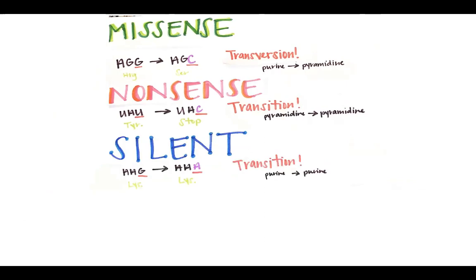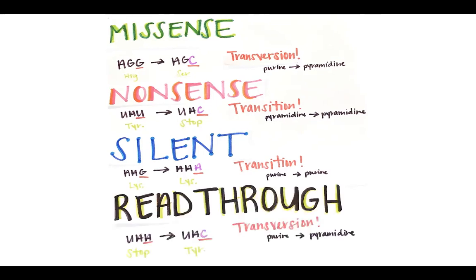Next is a silent point mutation. And this is where we stay with the exact same kind of amino acid. We had lysine, and then we had lysine again after. And this is a transition because we had purine to purine, same type of nucleotide. And then finally is a read-through. And this is where we go from a stop codon to a normal amino acid of tyrosine. This is a transversion because we went from a purine to a pyrimidine.